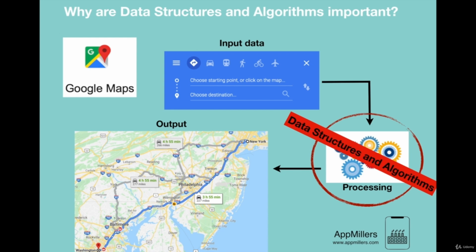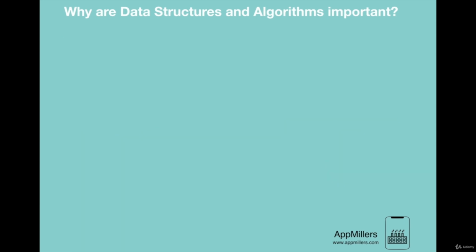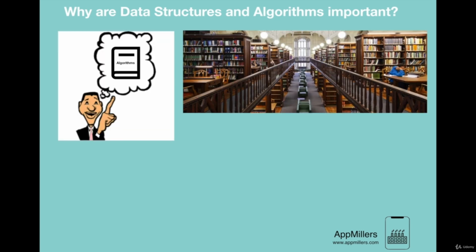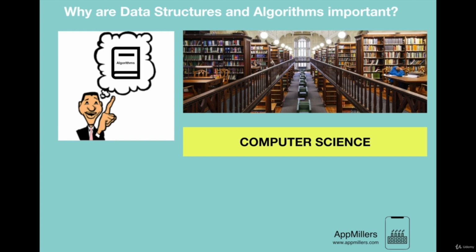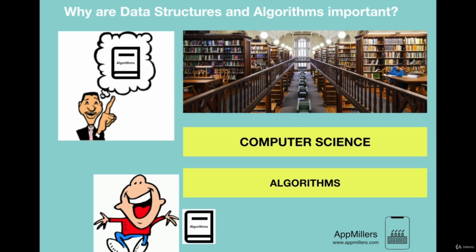Let's look at another example. By now we know that data structures refers to the way we organize information on our computer, and this has a great impact on performance. Suppose you want to get a book on algorithms from a library. To get it, first you have to go to the computer science section, then the algorithms section. As you see, it's very easy to find the book that we need in this way.